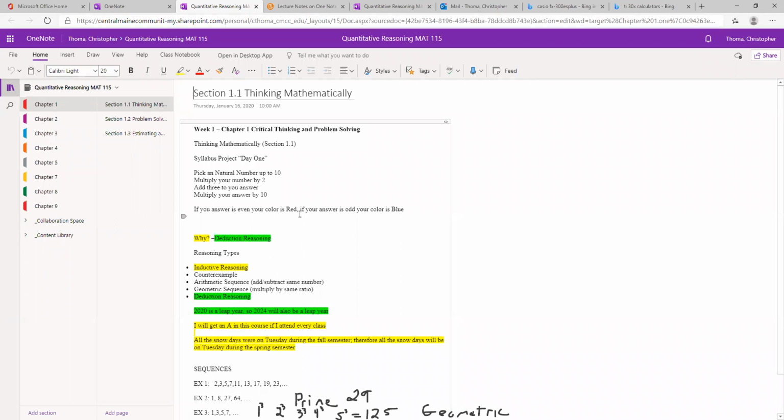So you can't pick 0. Don't pick fractions, which I doubt any of you would, because who's going to want to deal with fractions on the first day of math class? Pick a number, 1 to 10, right? Don't tell me what it is. So just tell yourself, pick a number 1 to 10. Now, take your number and multiply it by 2.